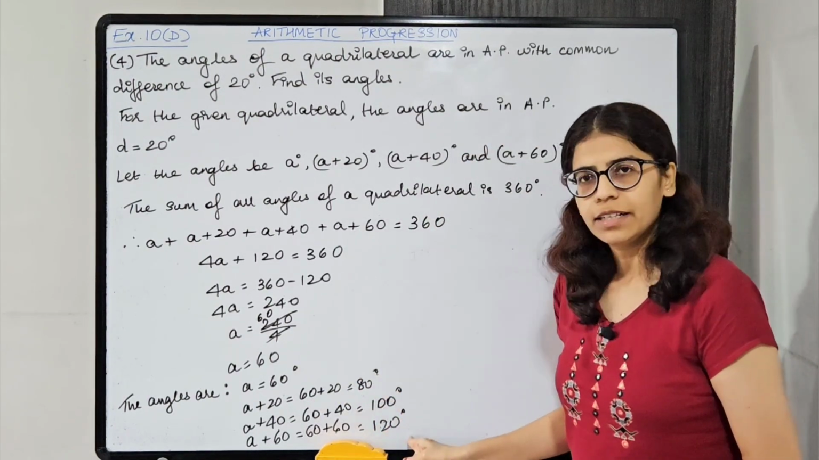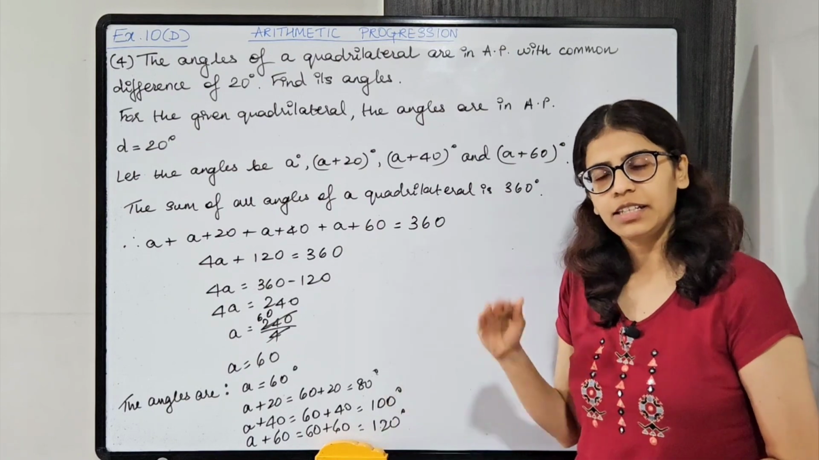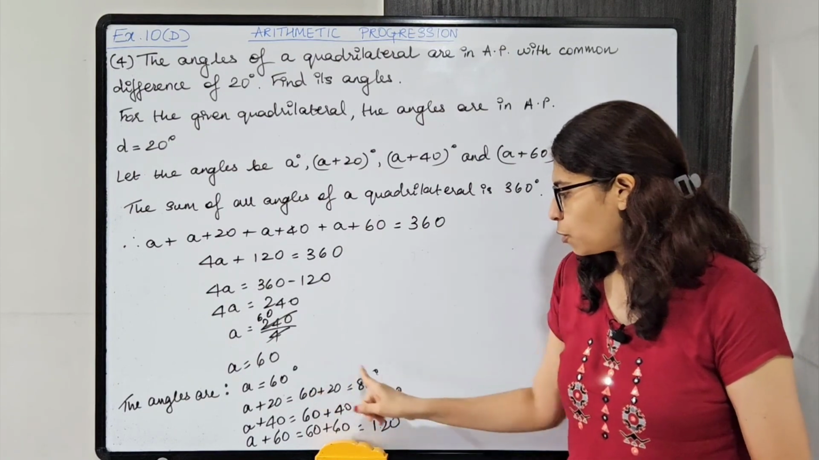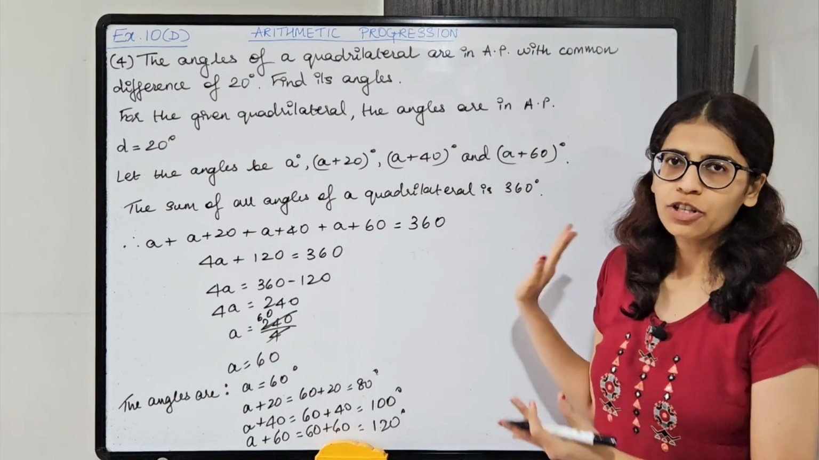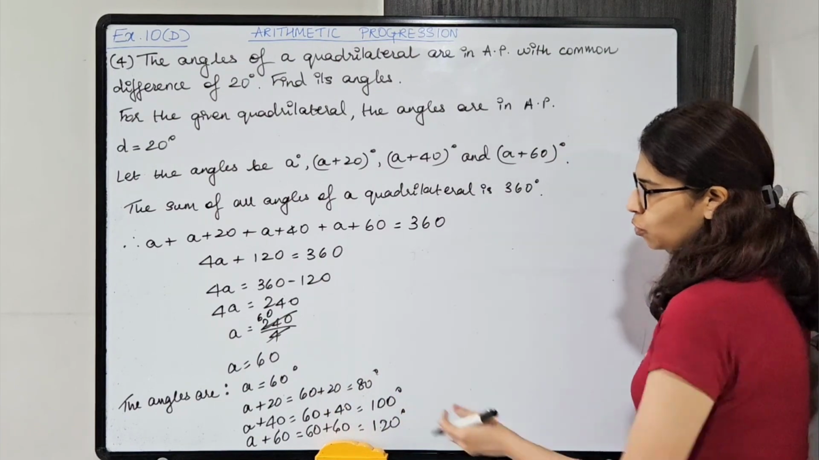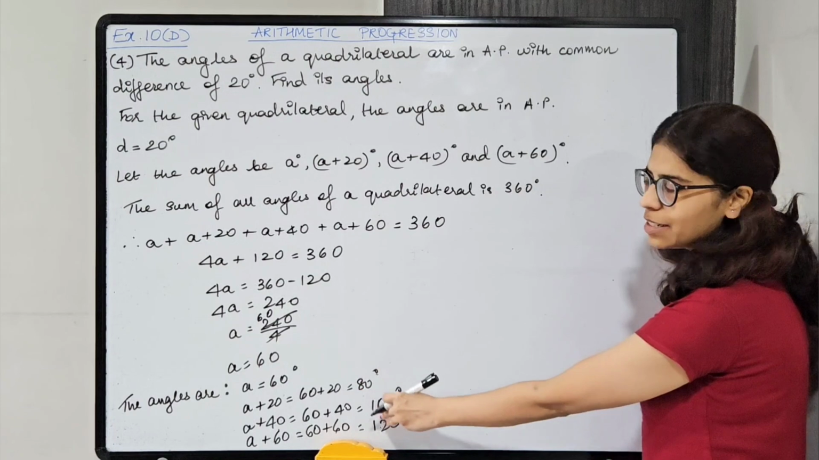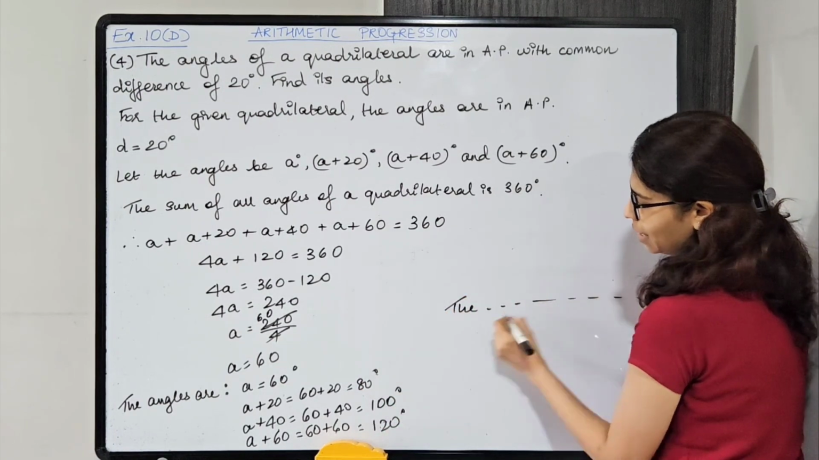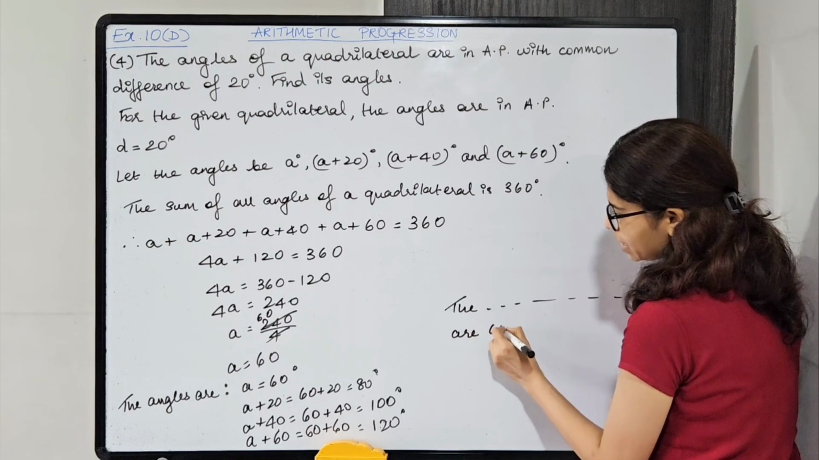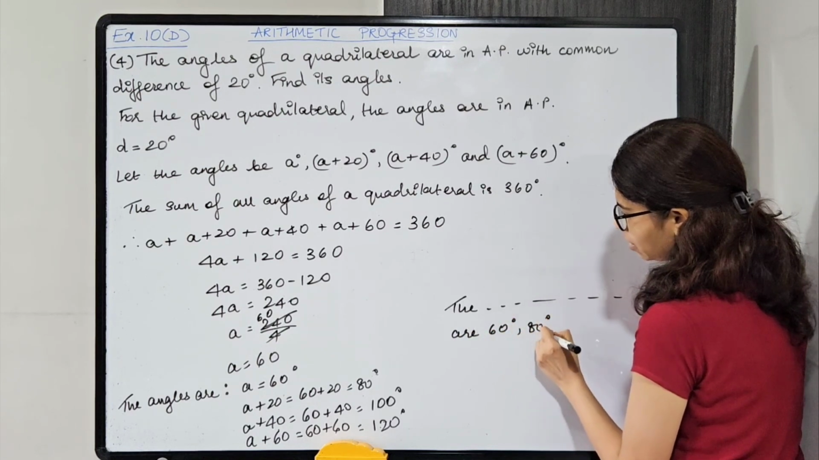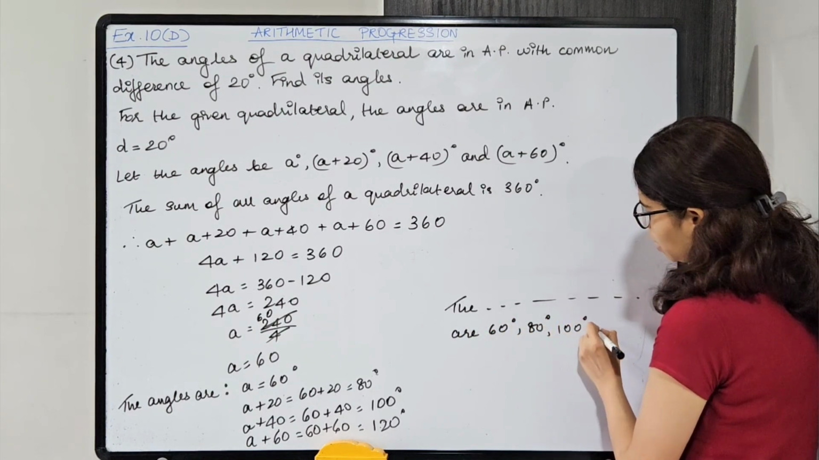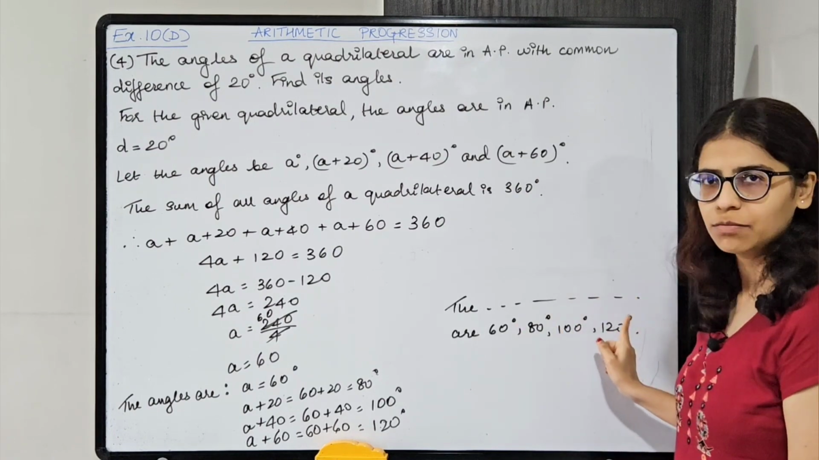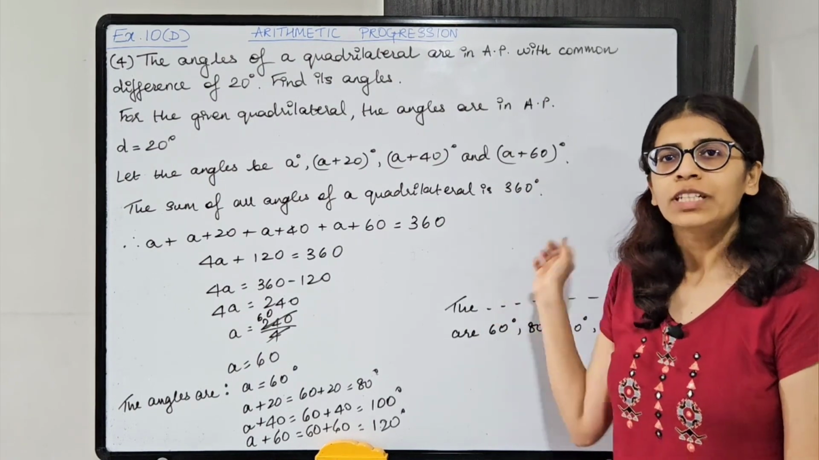You can cross check whether your answer is correct or not. Add all the angles and see whether you are getting 360 or not. Of course you will get it as 360. So once you get it correct, it means your answer is correct. So these are the angles. Write down the final statement after this. The angles of the quadrilateral are 60, 80, 100 and 120. Don't forget the degree sign.